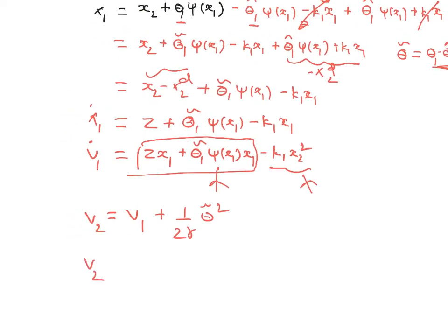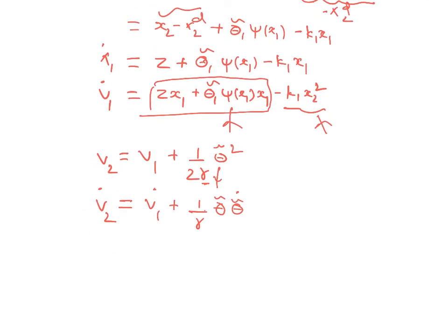V2 dot then. V2 dot will be V1 dot plus 1 over 2, and gamma is just a constant. It will be used as an adaptation gain actually. Gamma is the adaptation gain, how fast you want your parameter to adapt to that unknown parameter. So that's gamma. So it will be 1 over gamma theta bar into theta bar dot, right? That's the differentiation of this, right?